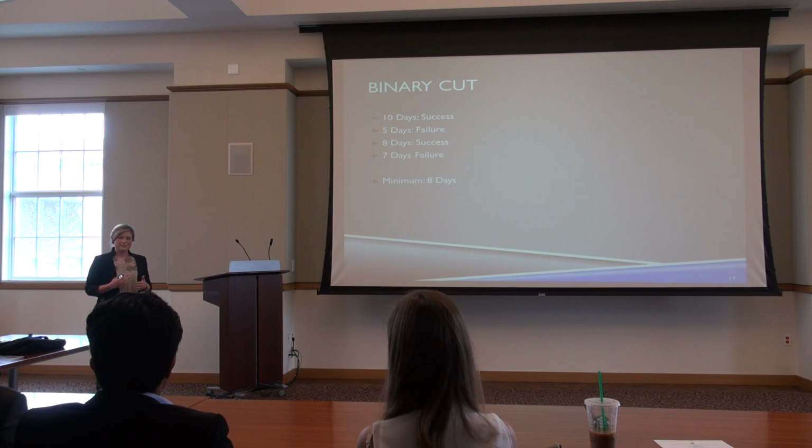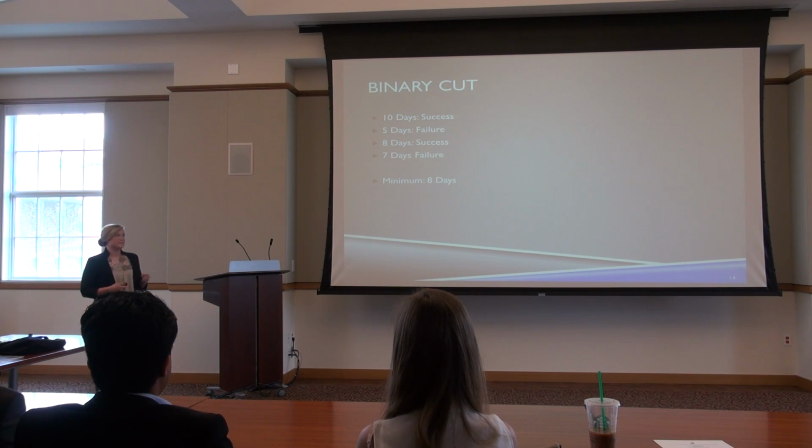So in that binary search, you go down to half that value immediately. And at 5 days, it's a failure. So you know now that the least amount of days that you can still succeed is somewhere between 5 and 10. So if you continue that binary search, you go up to 8 and see it's a success, 7 is a failure. And since this is a mixed integer program, we know that 8 is the minimum amount of days required to complete this campaign successfully.